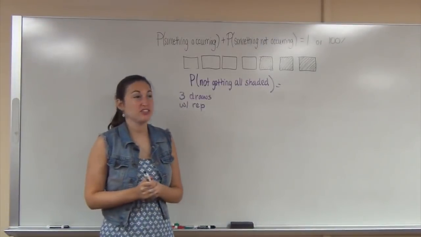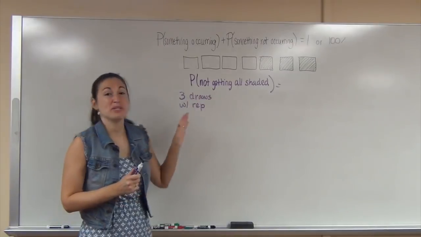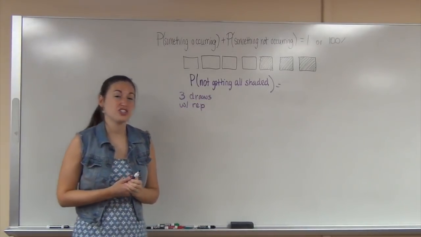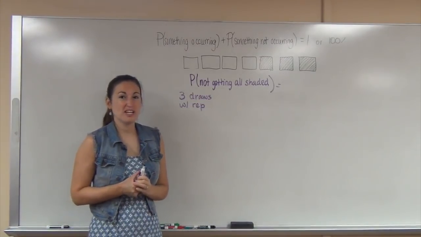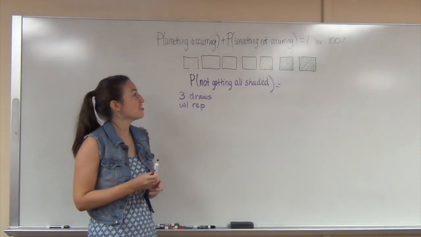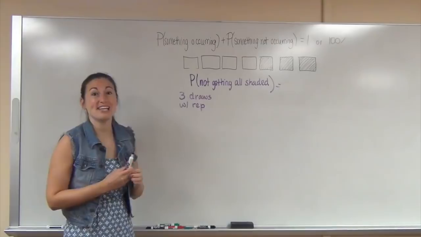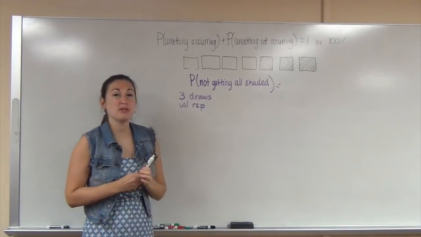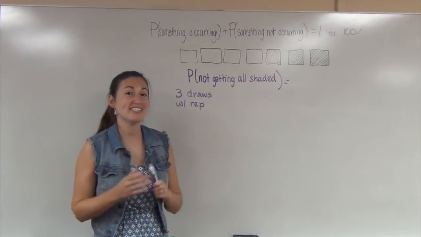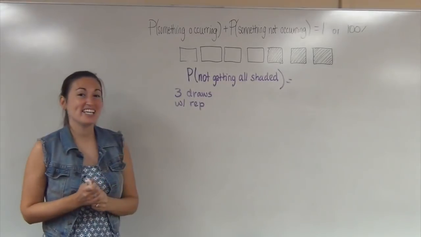Our second special case is the probability of not getting all shaded tickets. So this is another instance where it's going to be easier to look at the complement. If I ask you, if I draw out of this box, same box, 3 times with replacement, what's the probability I do not get all shaded tickets?